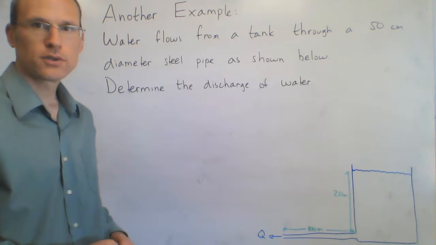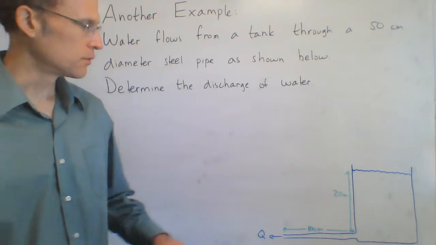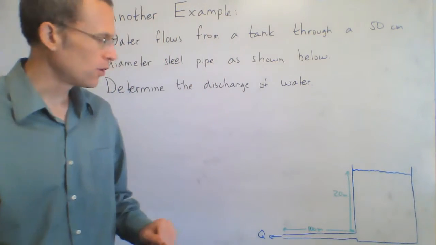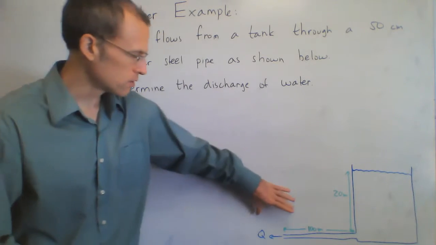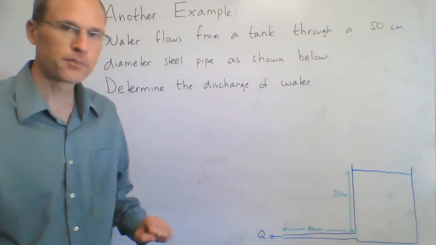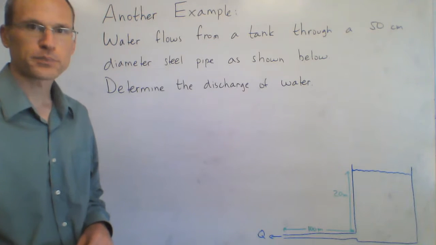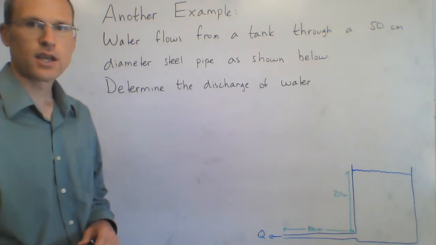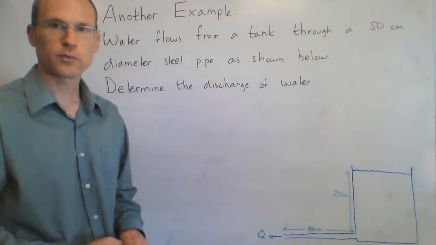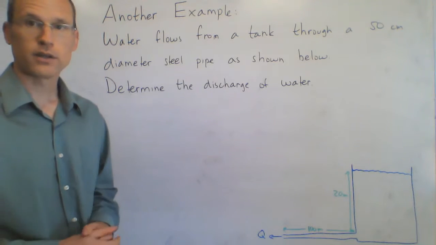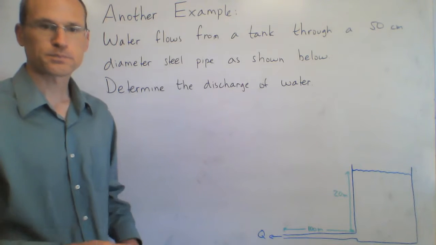So my second example, I have water in a tank, 20 meters high, flowing through a steel pipe, 50 centimeter diameter. So 100 meters of steel pipe with 50 centimeter diameter. I want to know what the discharge is coming out of this pipe. So how fast is water flowing out of my pipe down here? So type 2 problem, want to find the discharge.